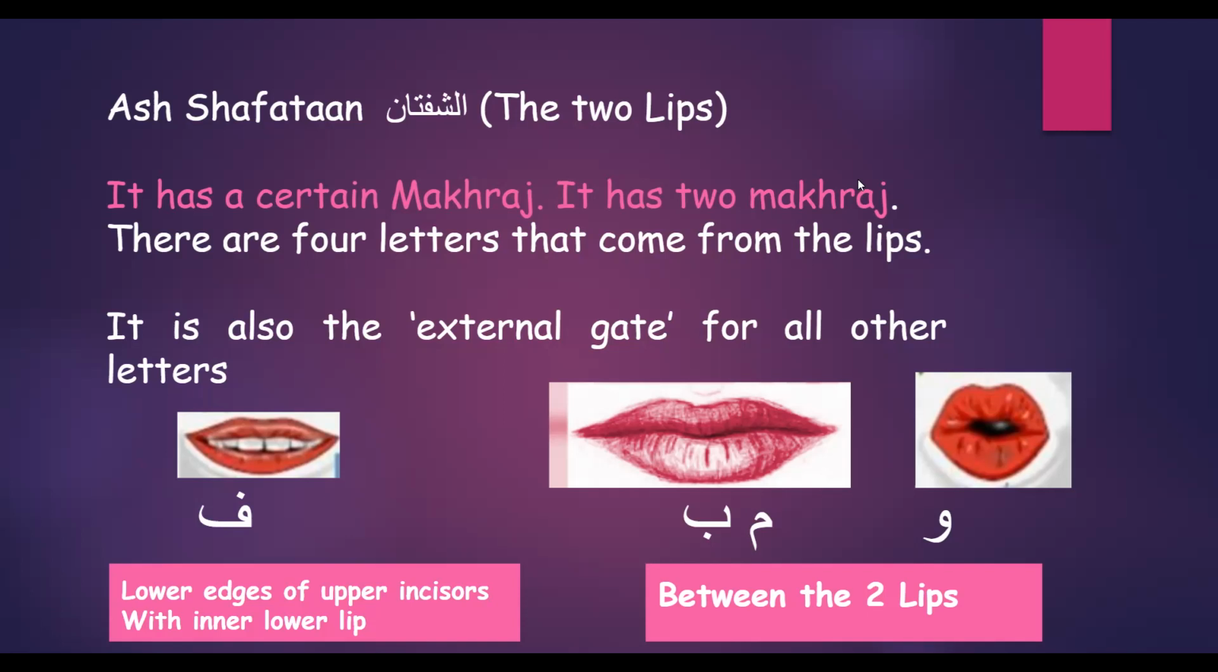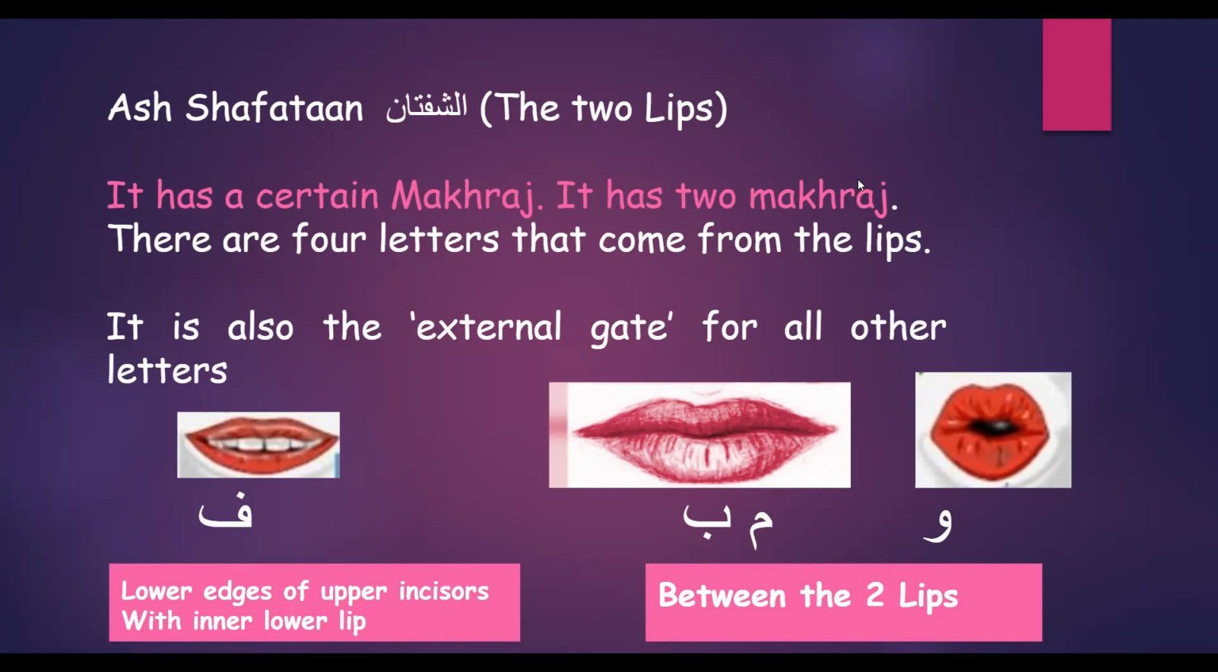So the 2 makharij: the letters waw, mim, ba are from one makhraj of the lips, and then the fa. Since in the letter fa, both the lips are not used, but the inner part of the lower lip and the edges of the upper incisors are used, therefore the makhraj is separate from the other 3.